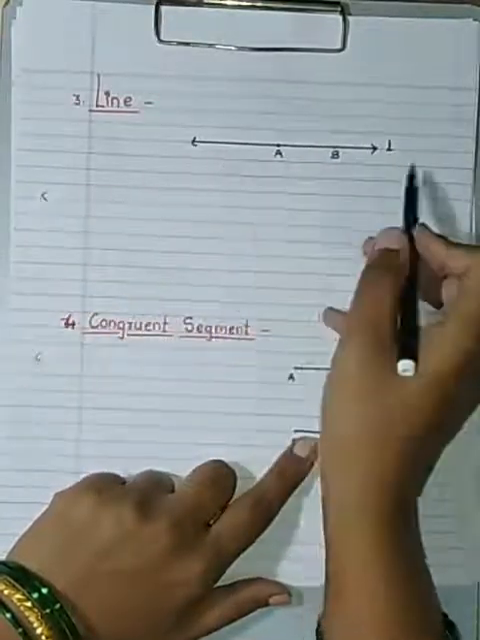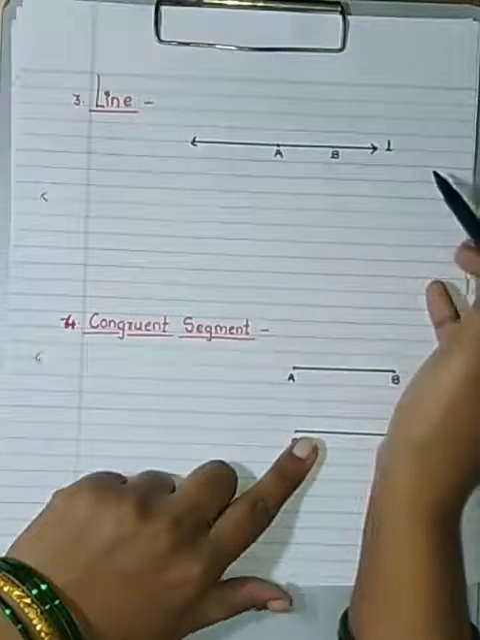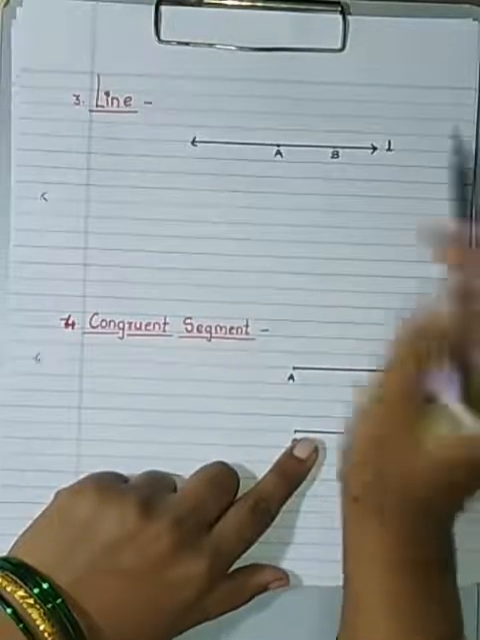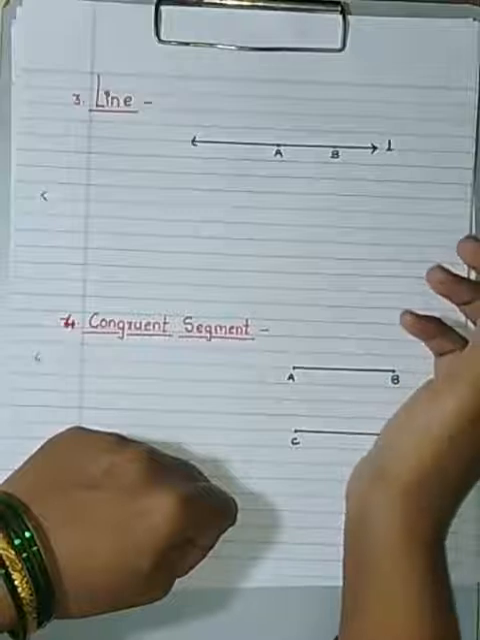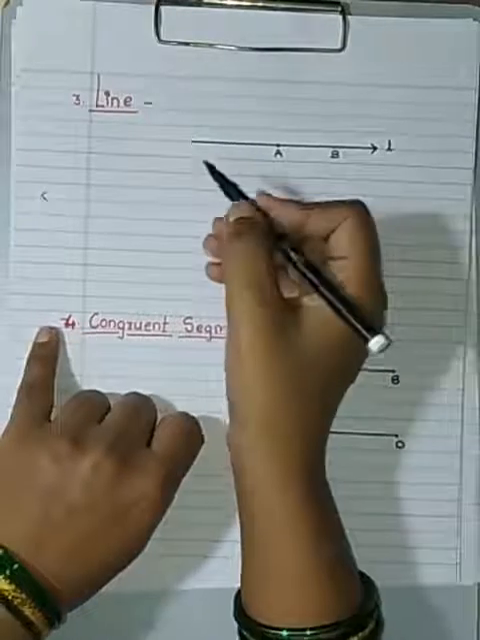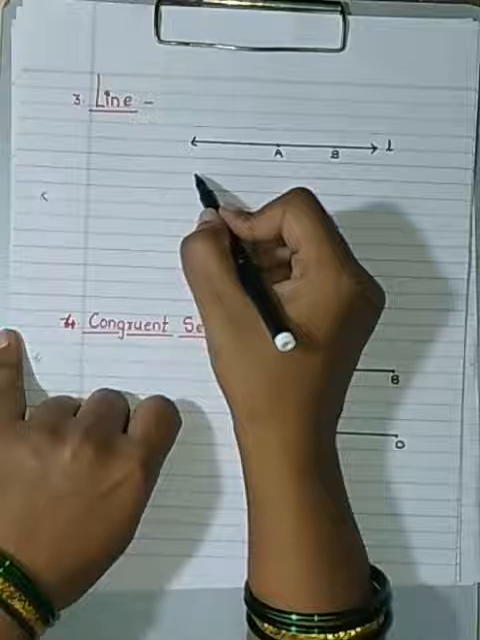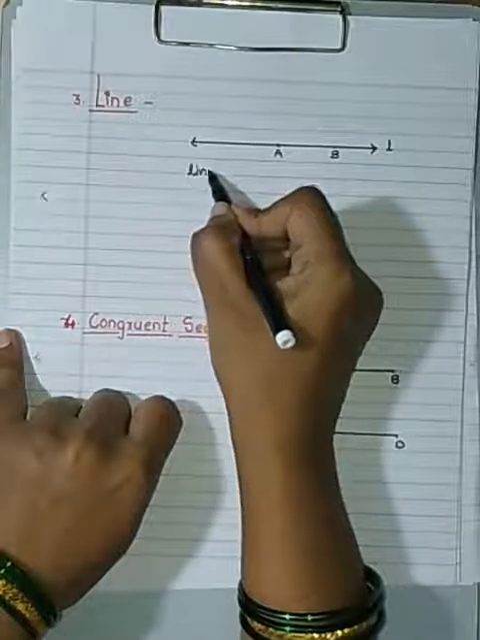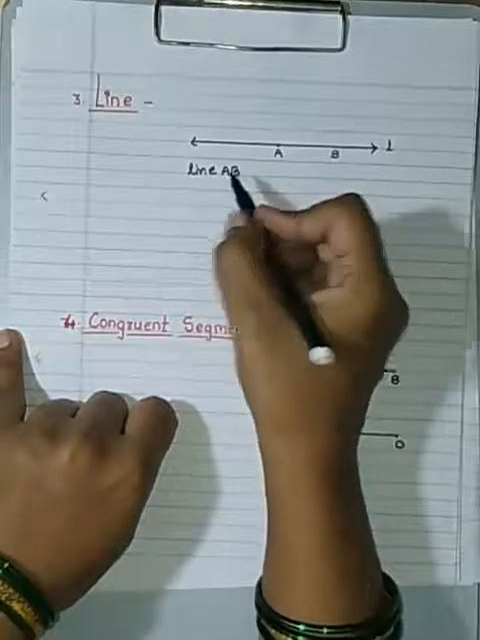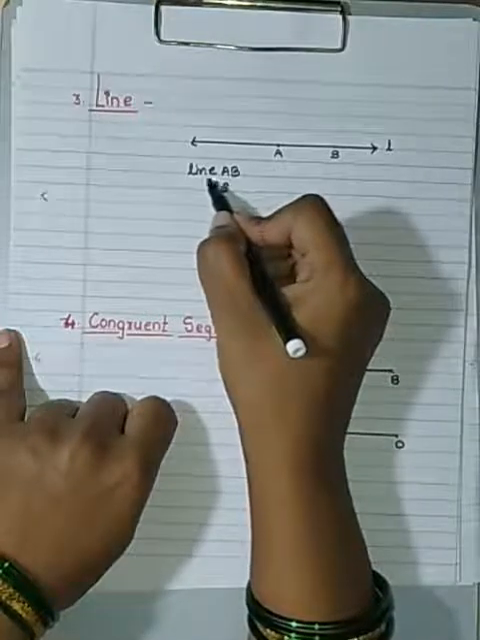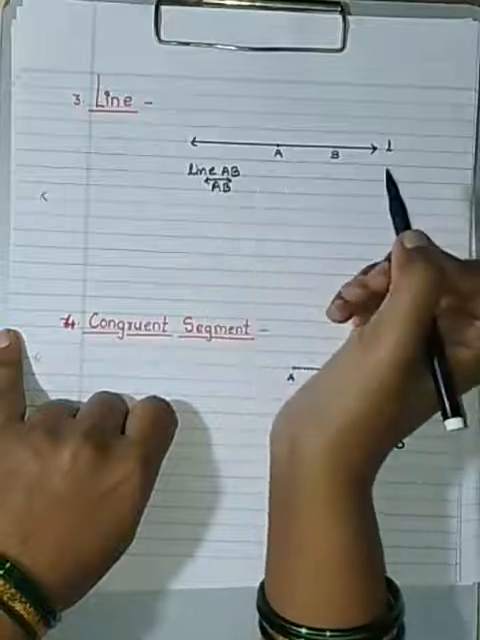Now the traditional definition of a line: a line has no endpoints. It extends infinitely in both directions. There is no end for this line, and we cannot measure the length of a line. We write it as line AB. In some CBSE textbooks they also write it as AB with a bar in this way. Line AB is also written in this way.